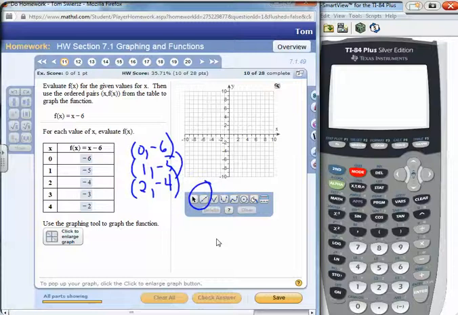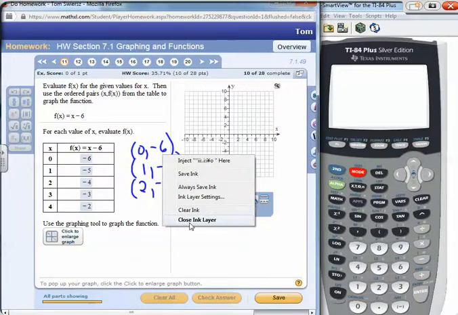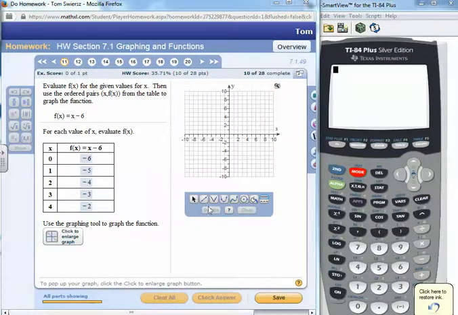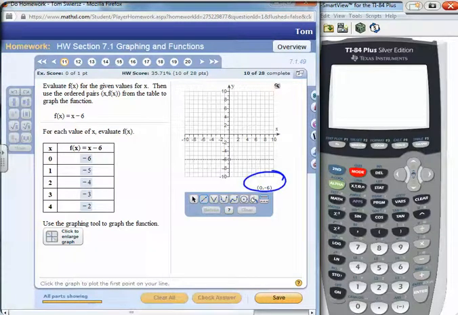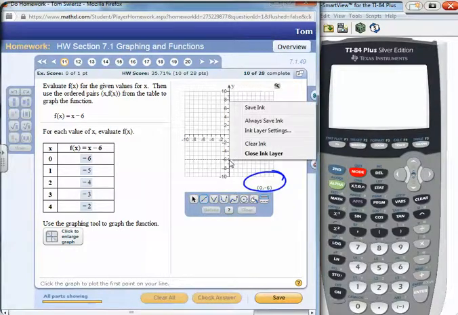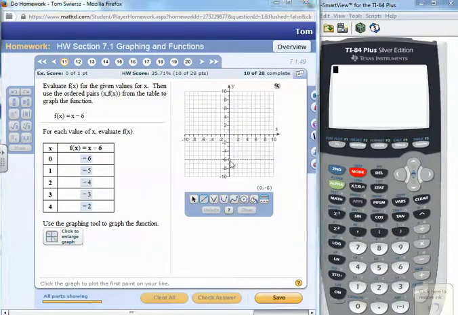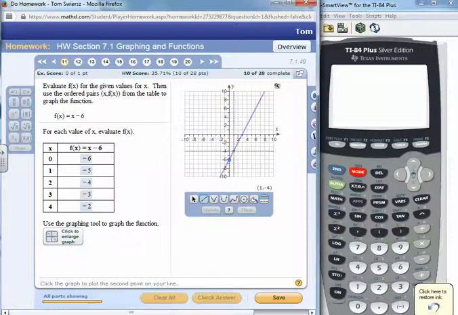So again, this is how you do it. So then we're going to go ahead and click on the line tool to get the line tool. Take one point, which is 0 and down 6, and notice you can tell you're on the right point because there's the coordinate 0, negative 6, right? So we have 0, negative 6. So that's one point. Click on that. Close the ink layer. Got to click on that. And then move it to another point.